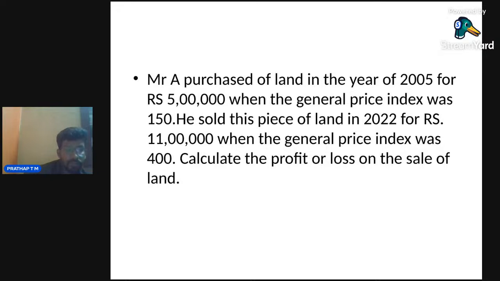The 5 lakh worth rupees of 2005, the present value of that 5 lakh rupees, if the index value is 150 in the year 2005 and 400 in the year 2023, then the value becomes 33 lakh 33,333. But you sold it at only 11 lakh. For that reason, you incurred a loss of rupees 2 lakh 33,000.